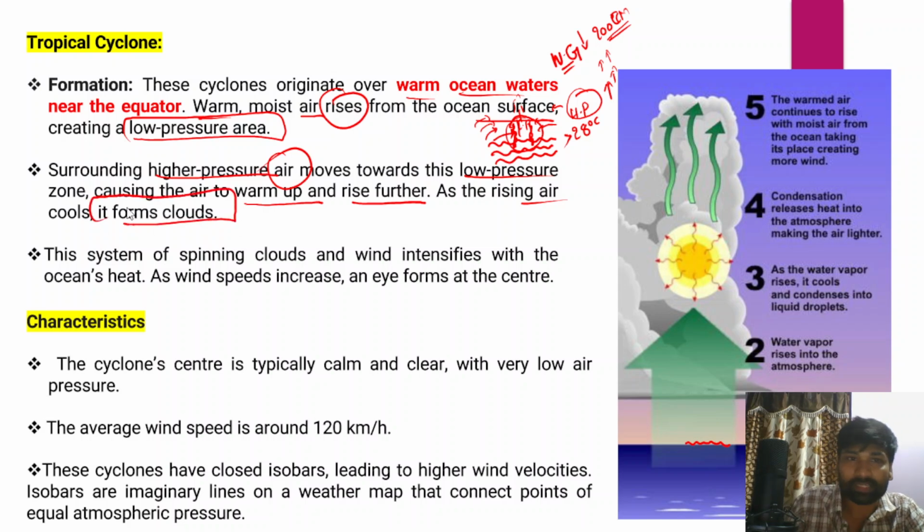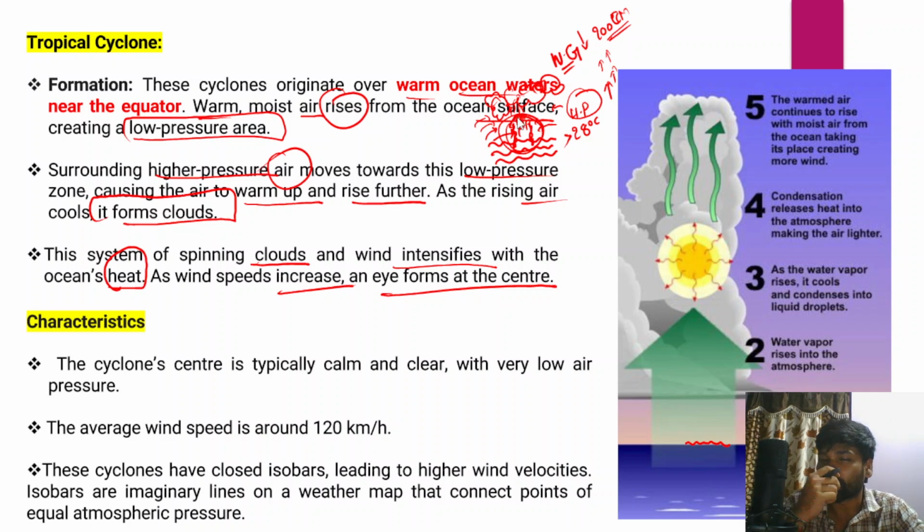So in this particular system, because air is moving up, once it warms it rises, and this results in the formation of spinning clouds, and the wind intensifies with the ocean's heat. As wind speeds further increase, an eye is formed at the center of the cyclone. Now remember that about tropical cyclones, UPSC has already asked some questions in both prelims and mains examinations. So it is very important in your prelims examination, and particularly from your mains point of view.